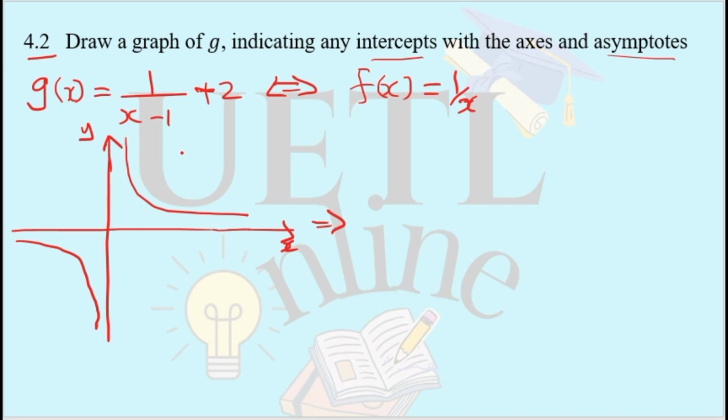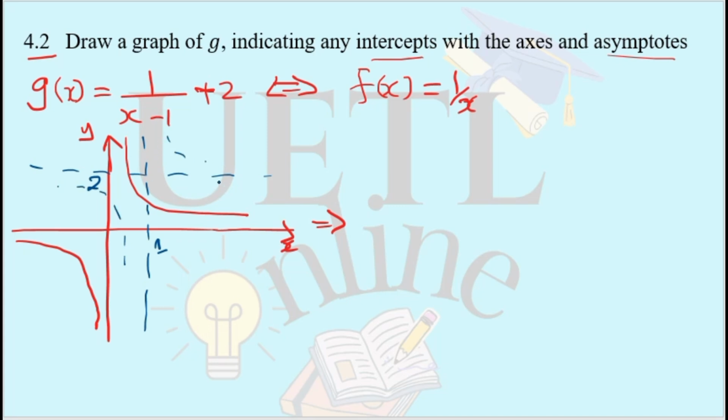This x minus 1 means that the asymptote was moved one step to the right. So our asymptote was moved to become one step to the right. Then this plus 2 means that our asymptote was moved. Here we have 1, and this means that our asymptote was moved 2 steps upwards. This means that it became here, 2. So we just have to draw our graph here and here of the asymptote.